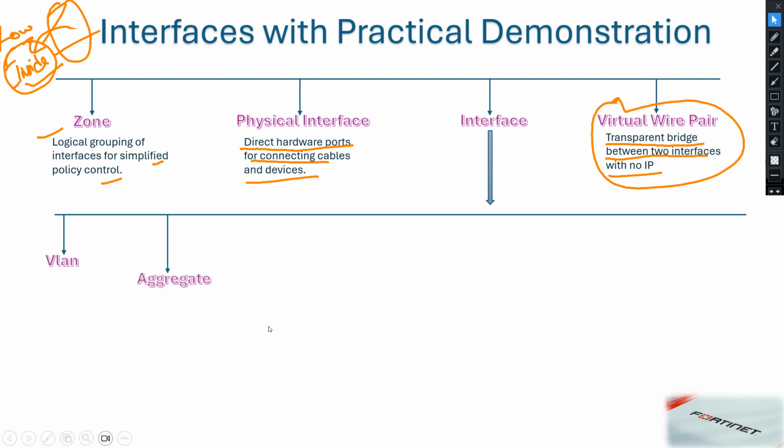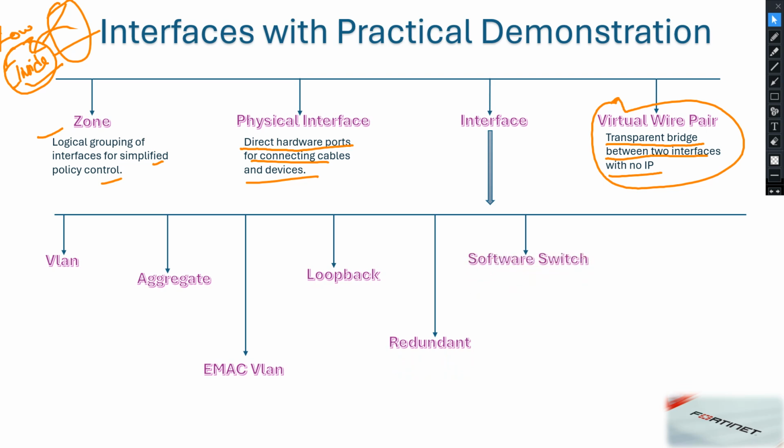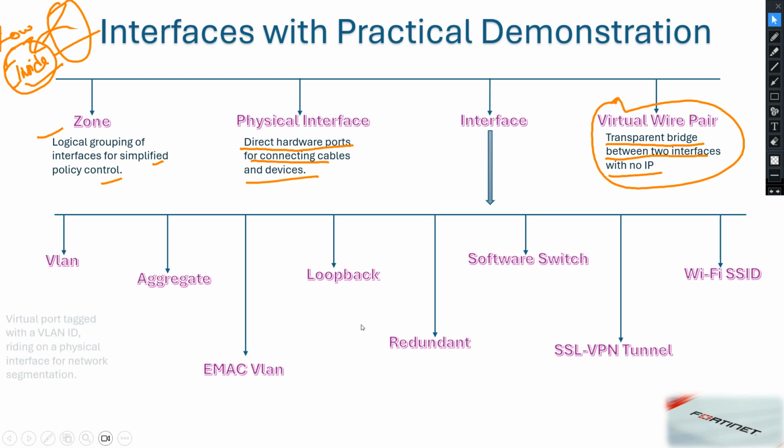Next is aggregated. Let me tell you the names and then a little bit of theory about these: VLAN, aggregated, EMAC VLANs. The next is loopback addresses, redundant interfaces, software switch interfaces, SSL VPN tunnel interfaces, and the last is Wi-Fi SSID. These are all the interfaces that you can create on the physical interface. Let's talk about these one by one.